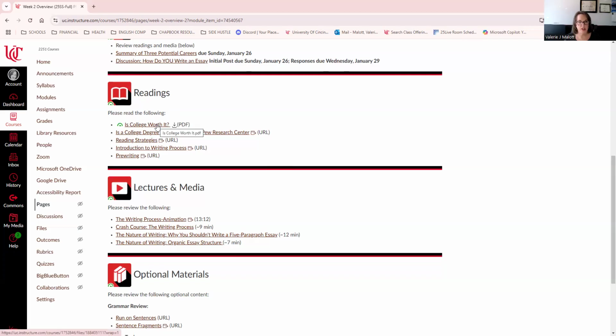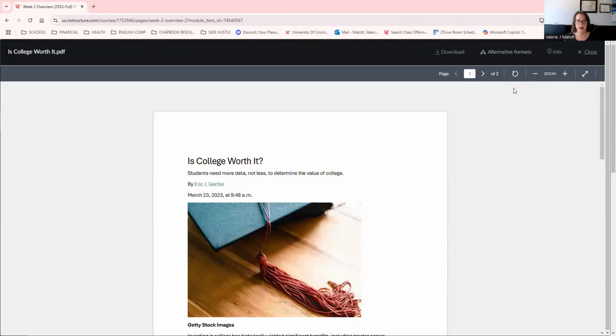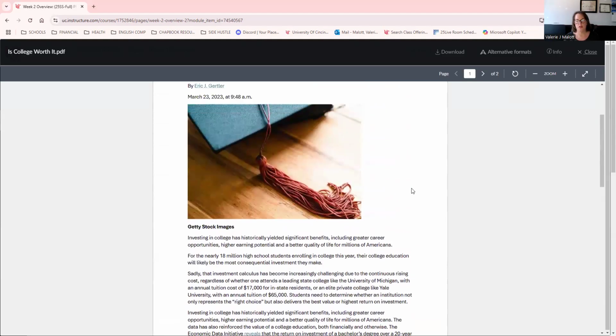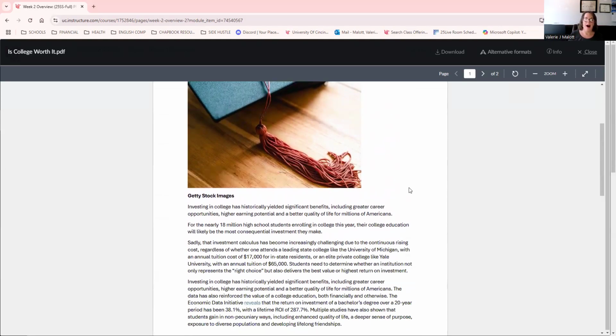So we have the first one, is college worth it? And this is a PDF of an article, I'm trying to remember where it's from. I think it's US News and World Report. Yes, US News and World Report. So this is from 2023. Students need more data, not less, to determine the value of college. So I'm not trying to convince you to drop out or anything like that. Actually, it's the opposite of that.